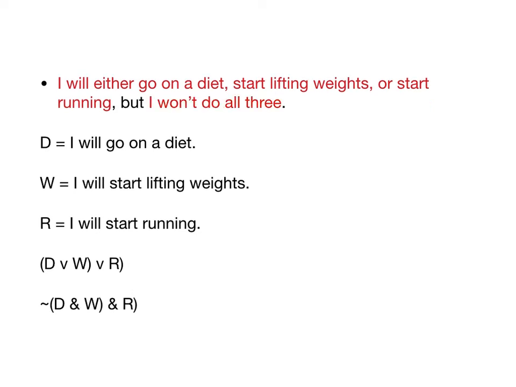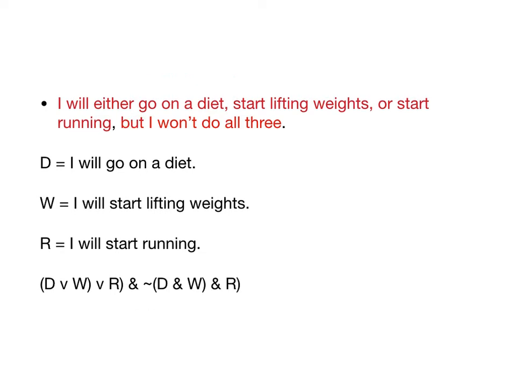But I won't do all three. Well, what does that say? Well, I won't do all three means it's false that I will diet, start lifting weights, and run, right? So how would we symbolize that? Well, remember we've got this and here, so not D and W and R. So we've got the first two parts of the sentence in the form of symbols. Now all we need to do is get rid of this but. Well, we just add another and here, right? We also add some more parentheses to keep the statements apart, but now we've symbolized this more complex sentence.